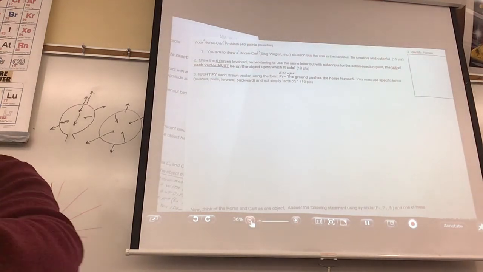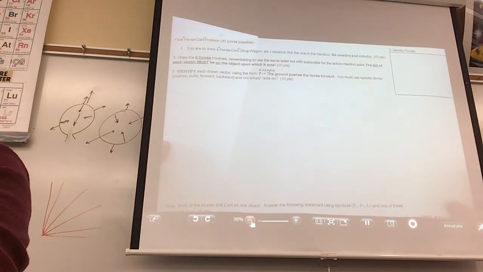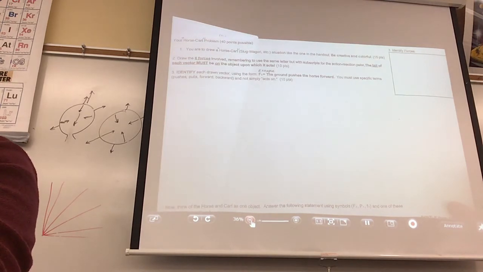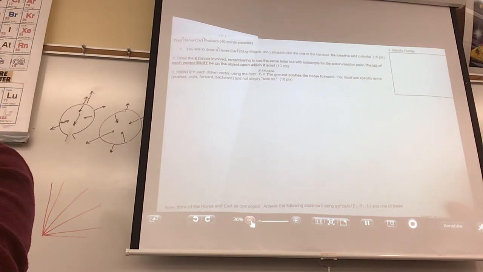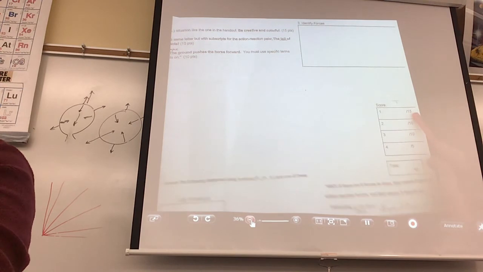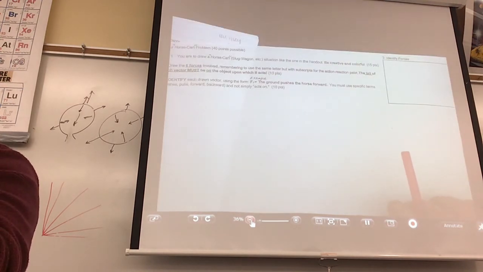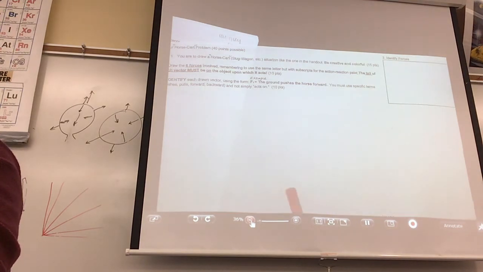Horse cart problem. Number one, you are to draw a horse cart situation like the one in the handout, and it cannot be a horse and a cart. So you have to think of something besides a horse and a cart, but it has to have the same 6 forces that you had on the horse cart problem. You get that? Now, you will get 15 points for number one. Number one says, draw a horse cart problem, but not really a horse cart, and be creative and colorful. 15 points. Think about it.